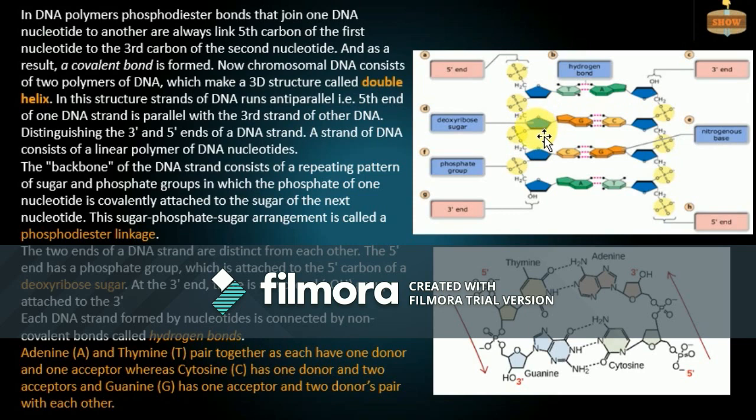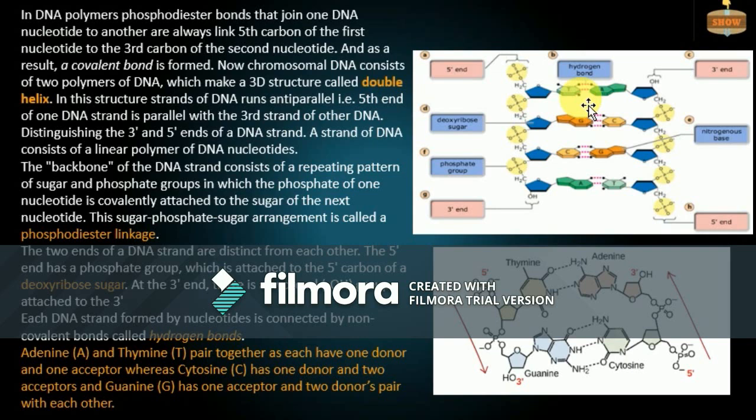The 2 ends of a DNA strand are distinct from each other. The 5' end has a phosphate group which is attached to the deoxyribose. So you can see this is the deoxyribose sugar, and at the other end there is a hydroxyl group, OH, attached to the 3'. The two DNA strands formed by nucleotides are connected by a non-covalent bond called a hydrogen bond. So you can see here a hydrogen bond is formed.